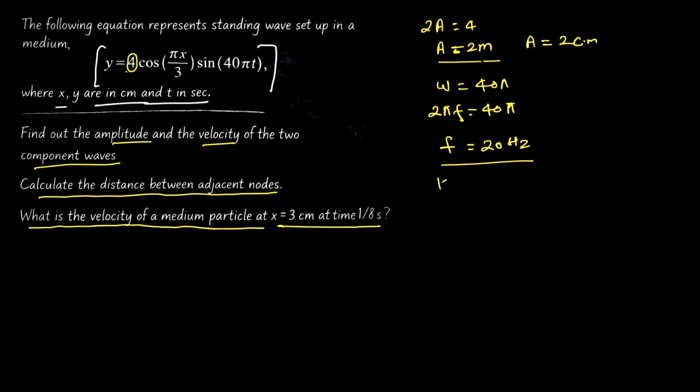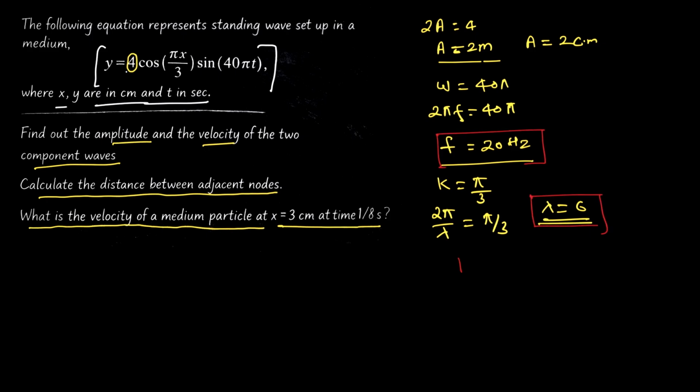And in place of k, that is given as pi by 3. It means 2 pi by lambda is equal to pi by 3. Pi and pi get cancelled and lambda is equal to 6. So lambda is 6 and frequency is 20. And we know how to find the velocity of the wave. V is equal to f lambda. So 20 into 6 will be 120 centimeter per second. So this is the velocity.